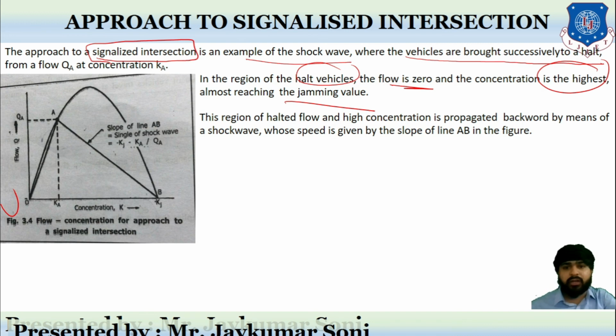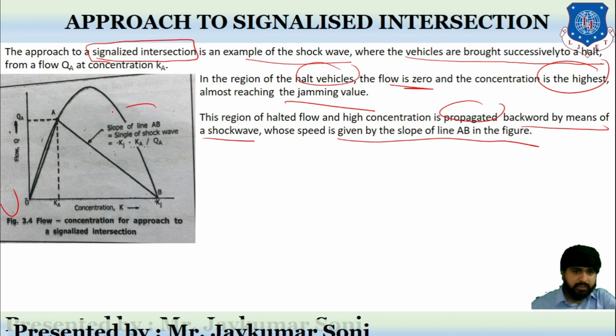This region of halted flow and high concentration is propagated backward by means of a shock wave whose speed is given by the slope of line AB in the figure. This particular line gives us the speed at which the region of halted flow and high concentration is propagated backward by the shock wave. So this was all about the important things related to the Lighthill and Whitham theory.